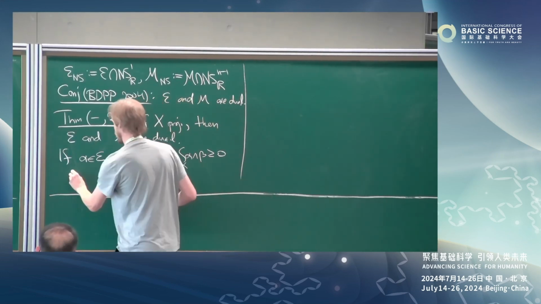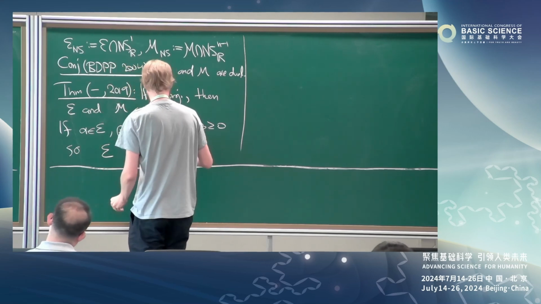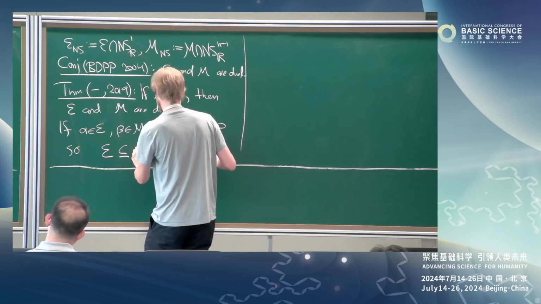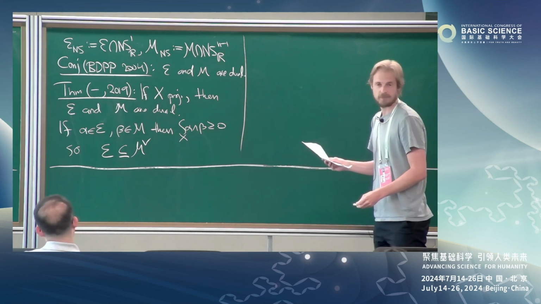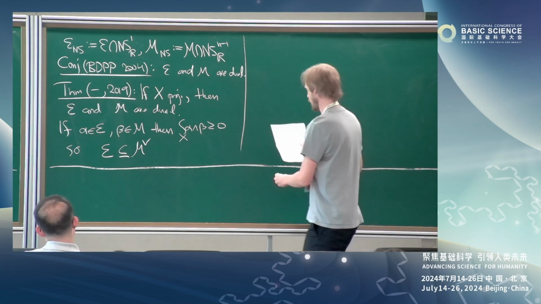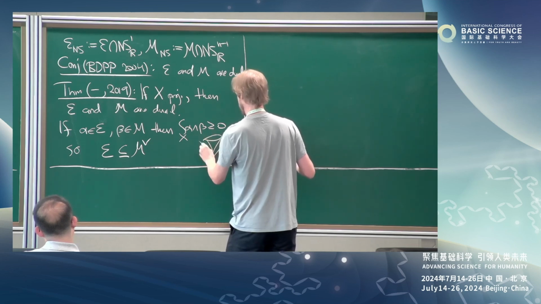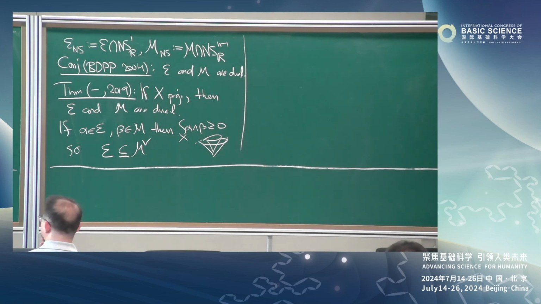Okay, so what that means is that the pseudoeffective cone will be at least included in the dual of the movable cone. So we know one inclusion.